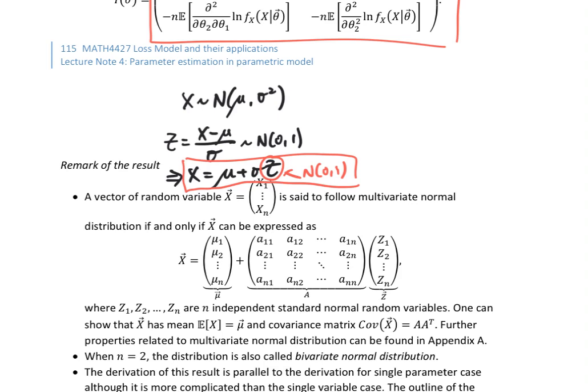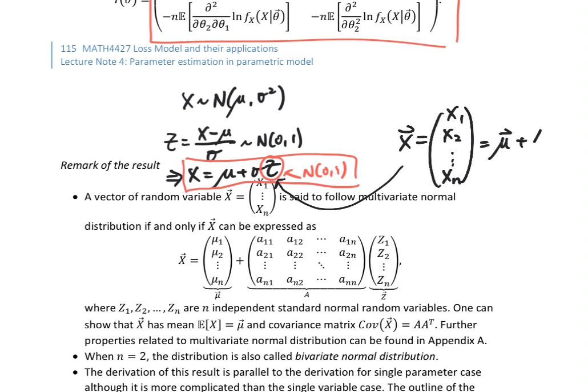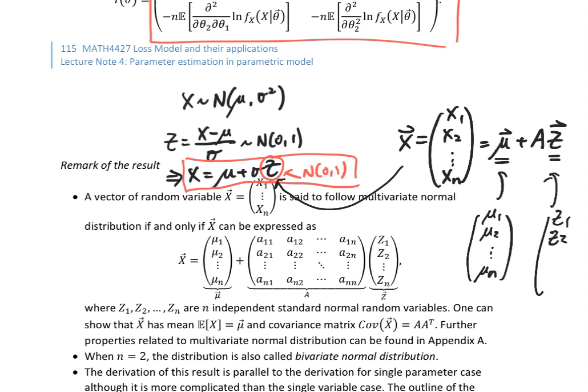The idea is we let S be a vector consisting of n random variables s1, s2, up to sn. Then we say it follows the multivariate normal if and only if it can be written in a form similar to this, which is equal to mu plus A times Z. The only difference here is that because it is an n-dimensional vector, the mu here will also be an n-dimensional vector, and the Z will also be upgraded to an n-dimensional vector as well.